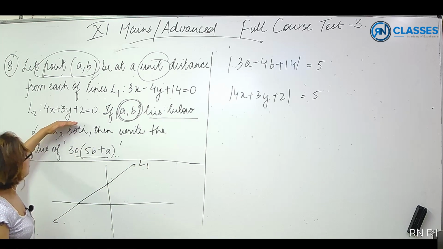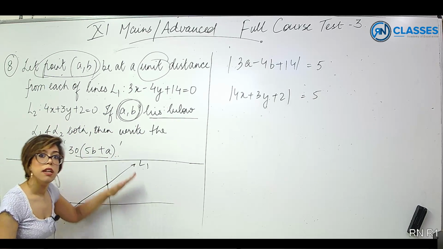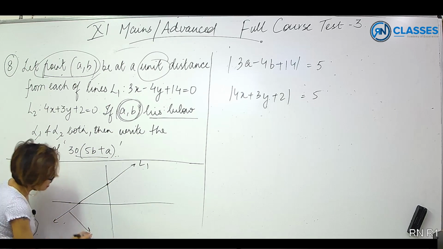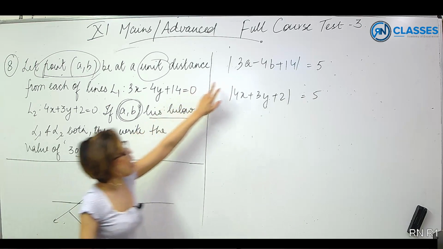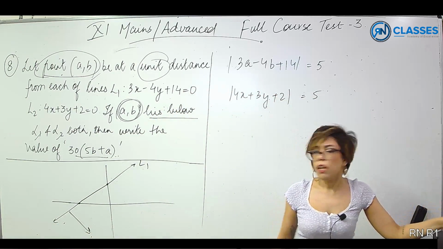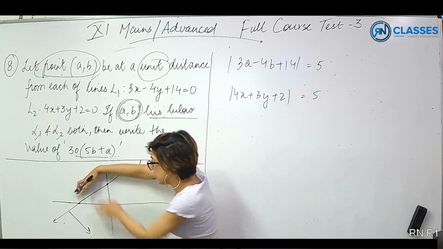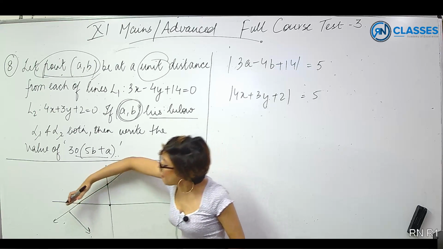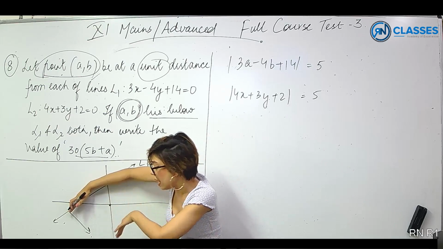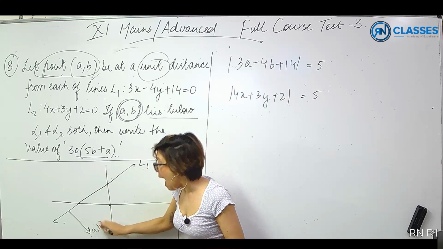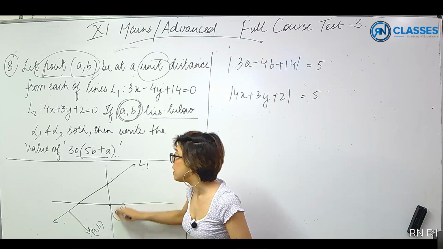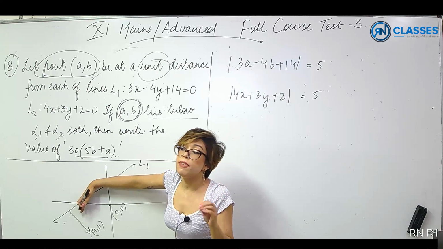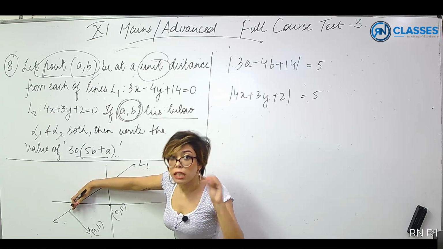Now he says a comma b lies below it. So this side. If it is this side, then I need to talk about this absolute value sign. You can take any point on this side. Which point do we like the most? 0, 0. If a comma b is on this side, that means a comma b and 0 comma 0 will satisfy the same sign.